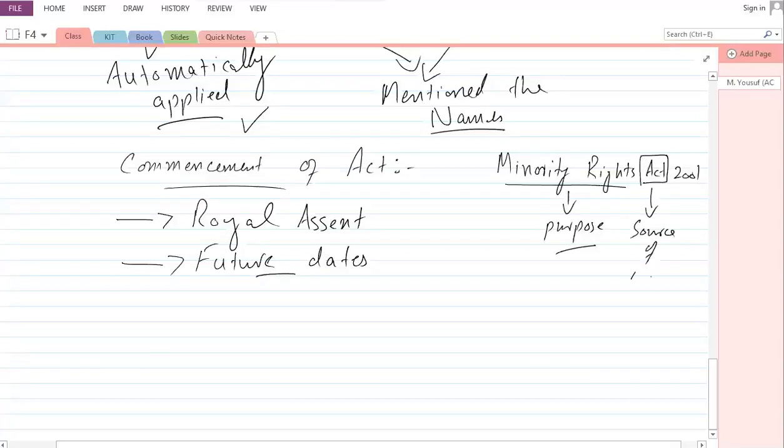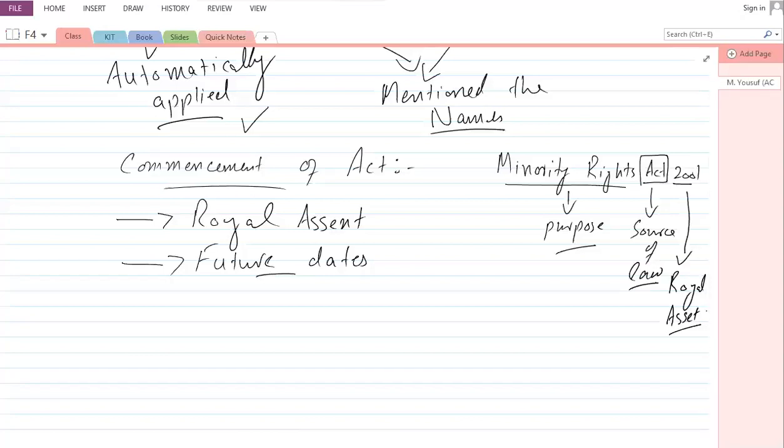So it is not common law. It is not delegated legislation. It is the Act of Parliament, the most important source of law. And 2001, the date, is showing the date of royal assent. So this means that the bill was converted into an act in 2001 and the royal assent was provided by the Queen in 2001.